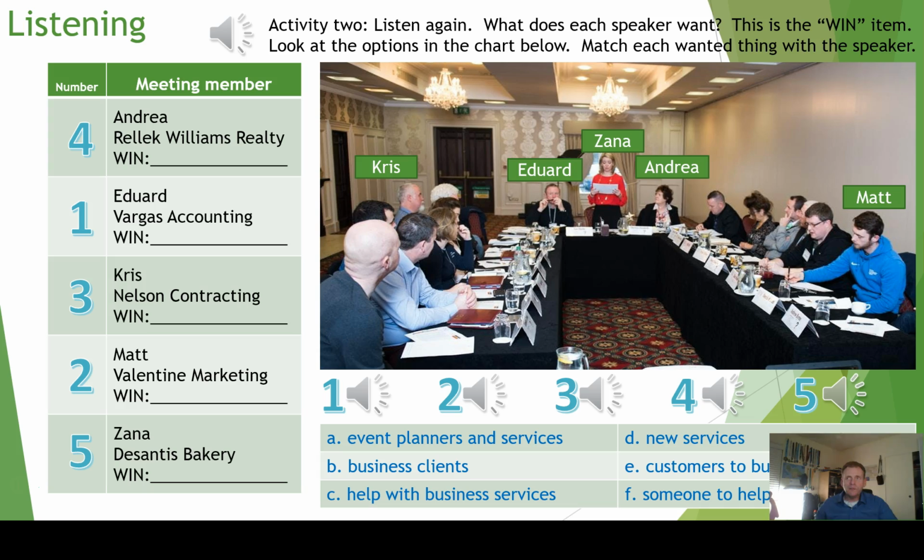As you can see below, we have different things here. Event planners and services, business clients, help with business services. These look like things that these speakers want. So chances are these will match up with each speaker's what I need statement. So let's listen again. What does each speaker want? This is the win item. Look at the options in the chart below. Match each wanted thing with the speaker. Let's try number 1 together. Here we go.